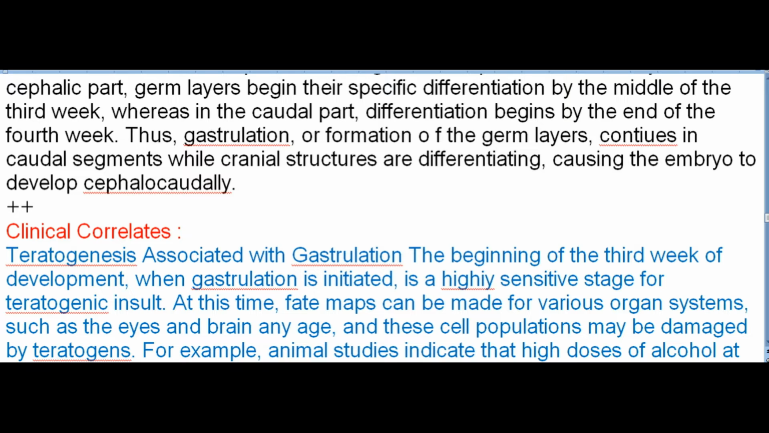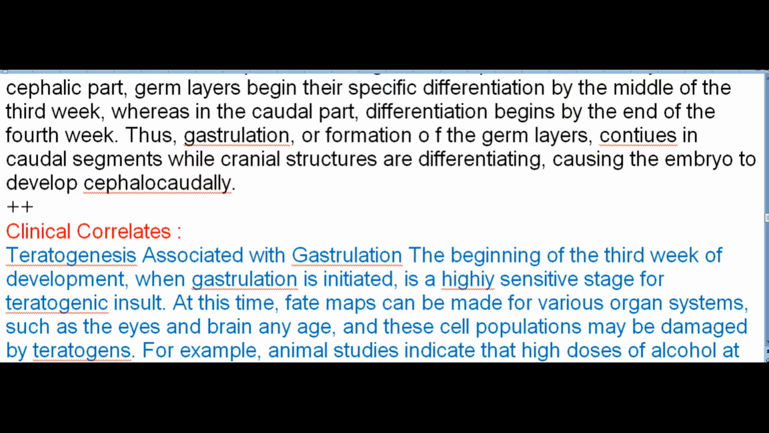Clinical correlates, teratogenesis associated with gastrulation. The beginning of the third week of development, when gastrulation is initiated, is a highly sensitive stage for teratogenic insult. At this time, fate maps can be made for various organ systems, such as the eyes and brain, and these cell populations may be damaged by teratogens.